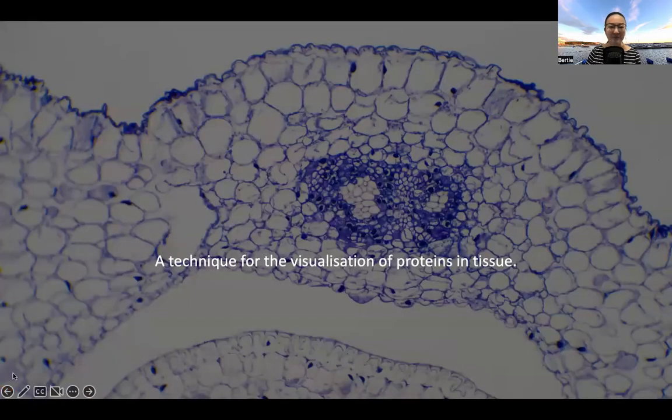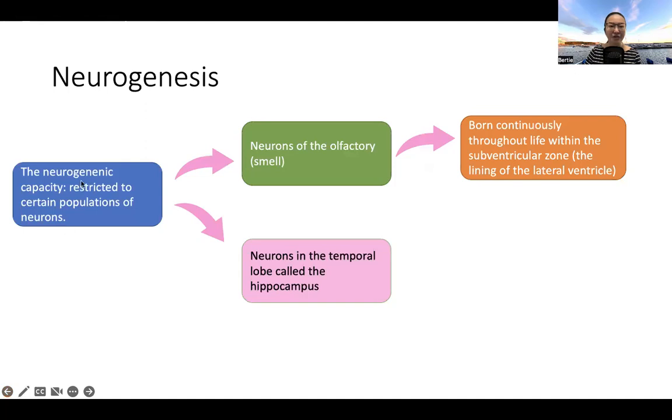Let's go back here. The neurogenic capacity is restricted to certain populations of neurons. Neurons of the olfactory, or smell, are born continuously throughout life within the subventricular zone, the lining of the lateral ventricle. Neurons in the temporal lobe called the hippocampus. That means this neurogenic capacity has two parts here: neurons of the olfactory, smell, and neurons in the temporal lobe called the hippocampus.